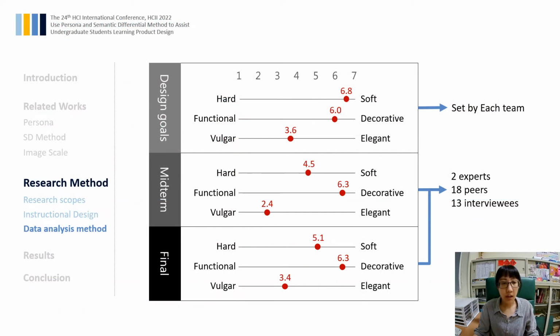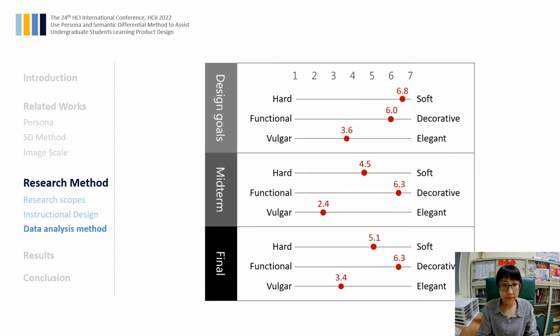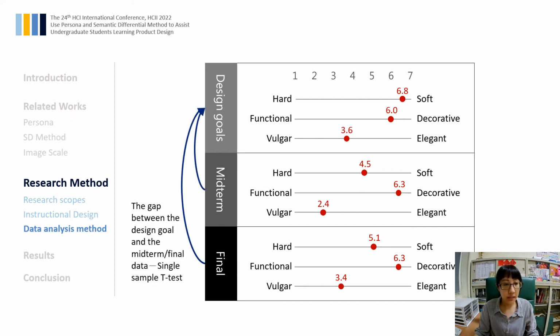So each team has to set 3 design goals, as you can see. And we will do the midterm and the final assessment to collect the relevant data. And the evaluators will be the experts, peers, and the interviewees. After we collect the data, we will explore the gap between the design goals and the midterm and final data through the single sample t-test. And then we will compare the midterm and the final design goal gaps through the paired sample t-test.